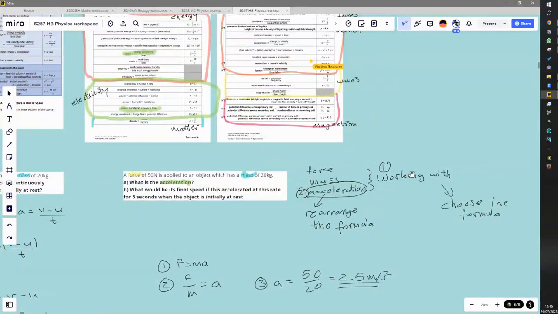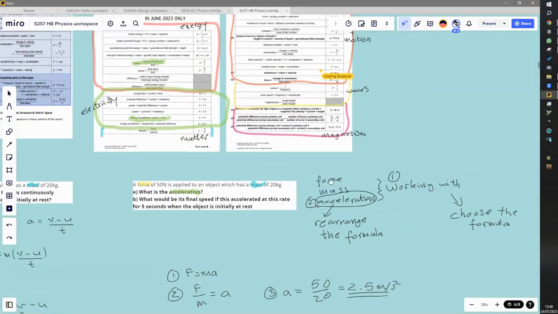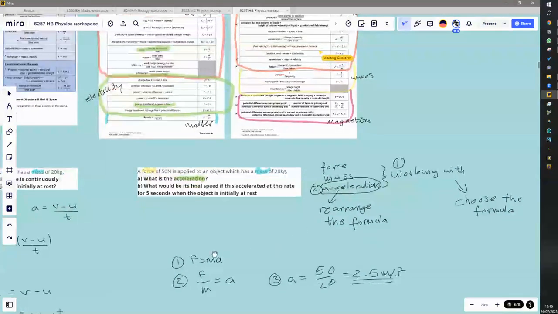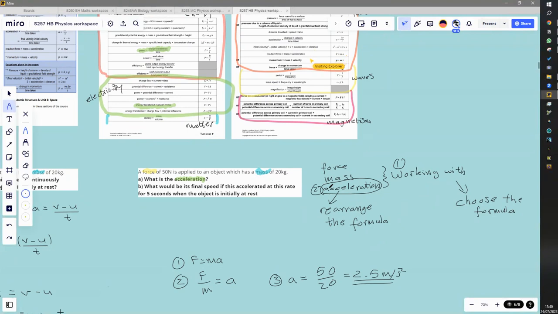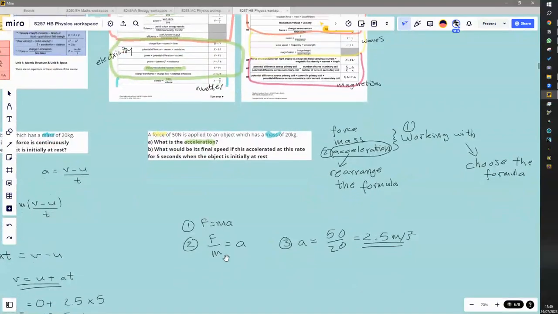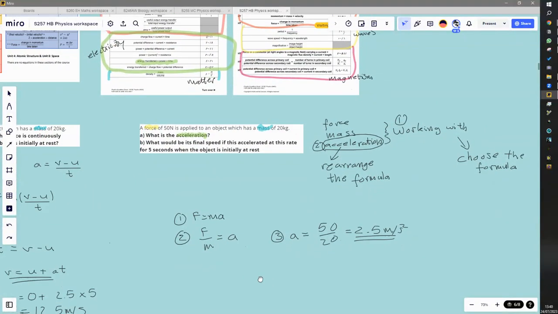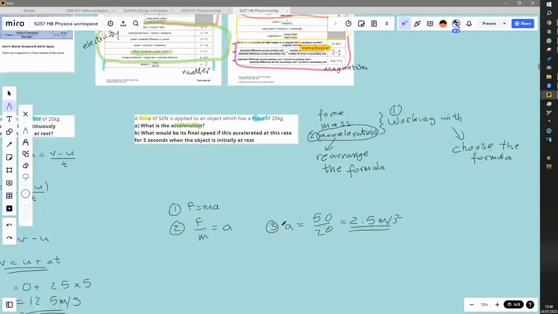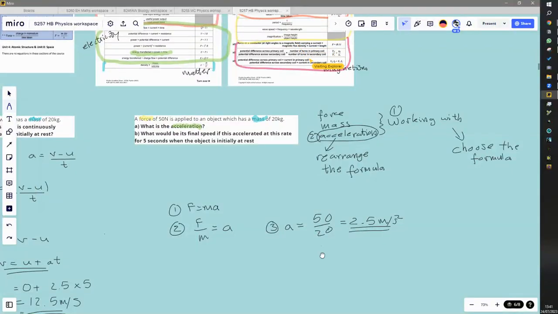Once you identify what we're working with, that's what you use to choose the formula. So we're working with force, mass, and acceleration, so we're going to use this formula, F equals ma. The second thing is to identify the thing that you are asked to work out, which is acceleration, and you use that to help rearrange the formula. I'm not going to talk about how to rearrange the formula in this video, but there it is rearranged. And the final stage is the easy one: you plug in the values.